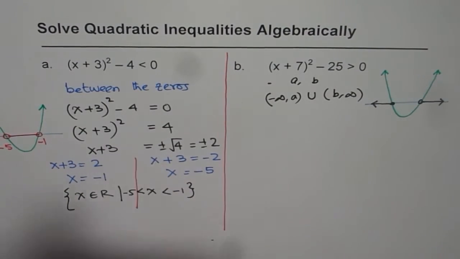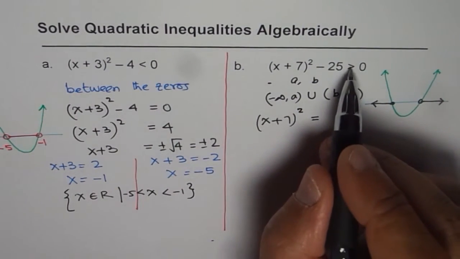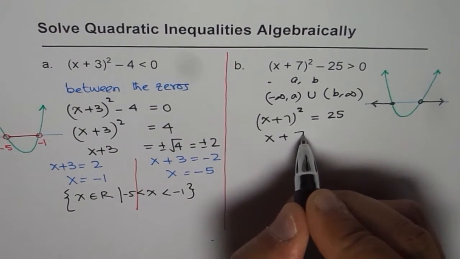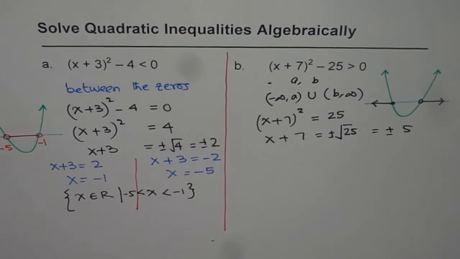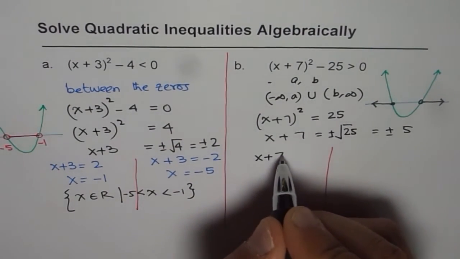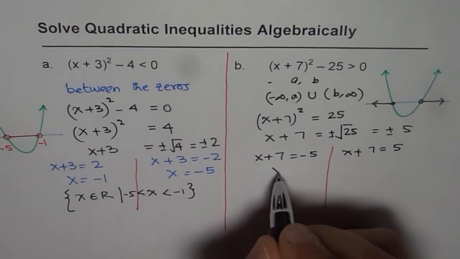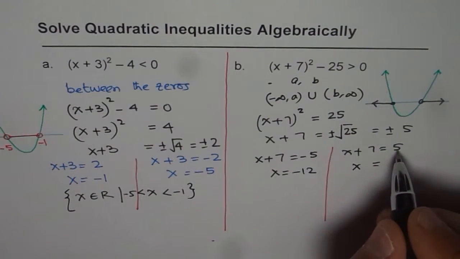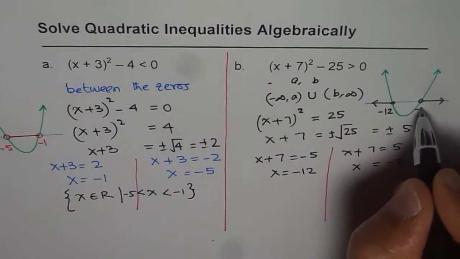So let's find zeros as we did last time. So we have x plus 7 whole square equals to 25. So we just equate it to 0, right? In that case, this should be equal to 25, right? Square root both sides, we get x plus 7 equals to plus minus square root of 25. That is plus minus 5. So this gives us two different equations, right? Again, as we did last time. So we have x plus 7 equals to minus 5, and x plus 7 equals to plus 5. Solving, we get x equals to minus 7 minus 5, which is minus 12. And in this case, we have x equals to 5 minus 7, which is minus 2. So the two zeros are at minus 12 and minus 2.